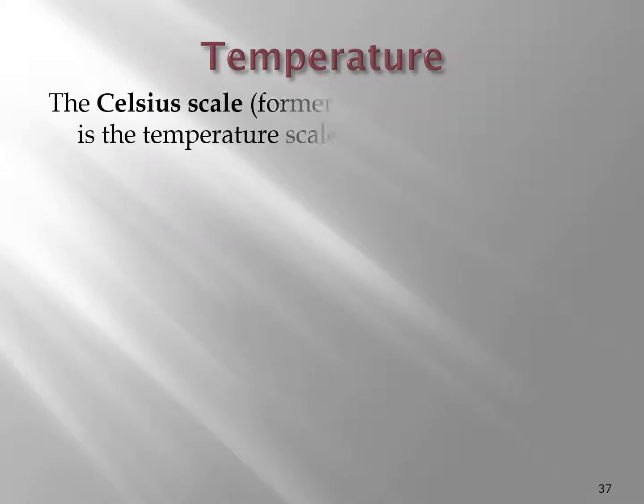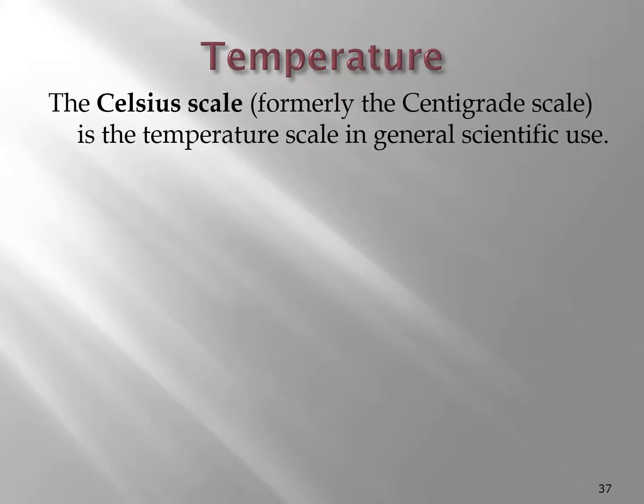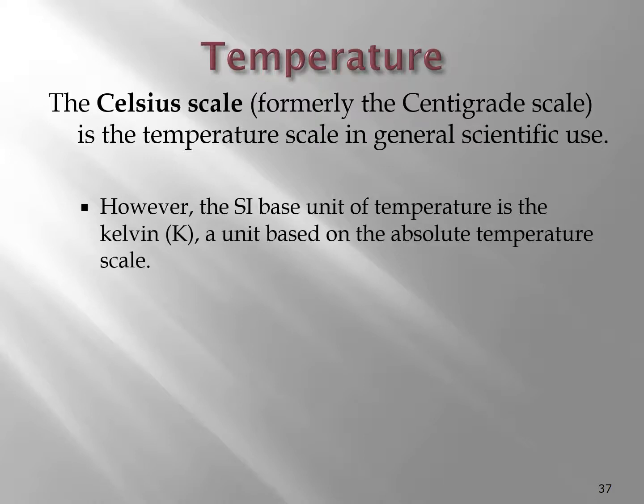Okay, so temperature. The Celsius scale, which used to be known as the centigrade scale, is the temperature that we use most of the time in scientific use. Almost all the countries in the world, except for the United States, use the Celsius scale. However, if you go back to the SI base list, the temperature listed for the SI scale is the Kelvin unit of temperature, and it is an absolute temperature scale. So let me tell you what that means.